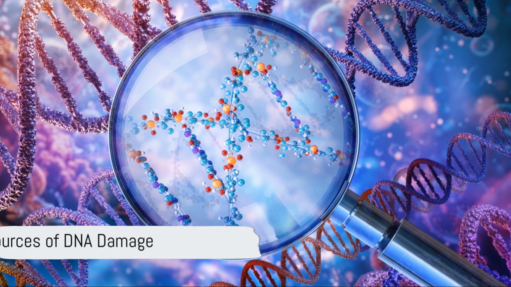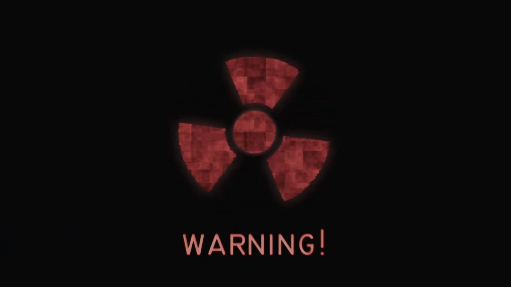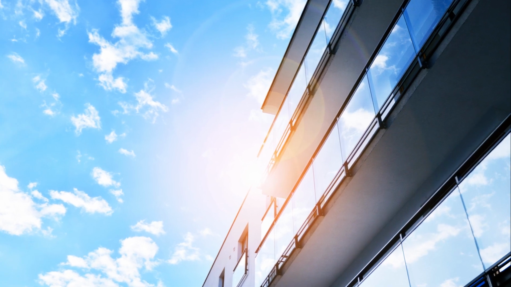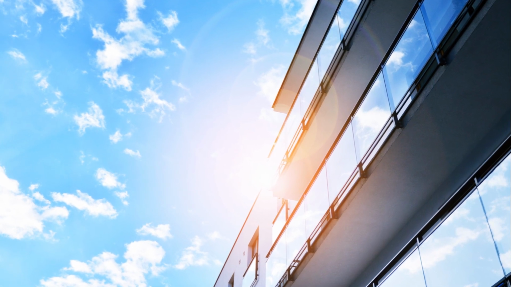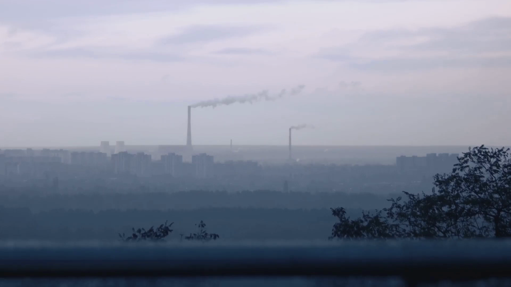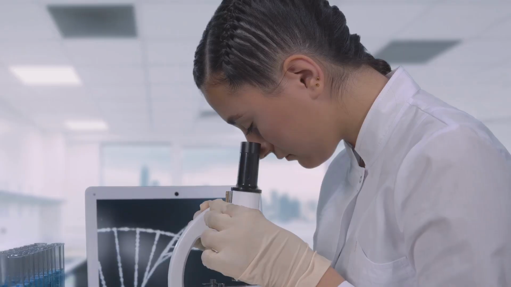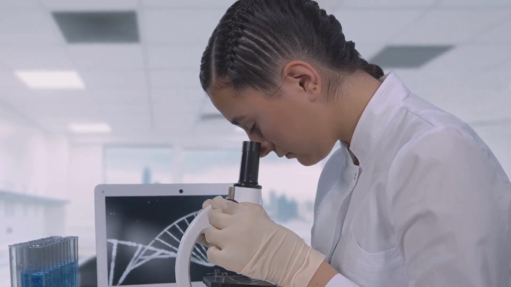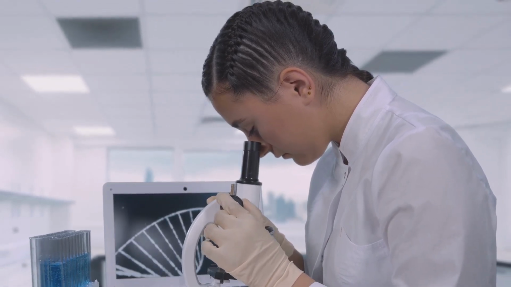Sources of DNA damage. DNA damage can come from many sources. For example, prolonged exposure to sunlight can damage DNA through UV radiation. Air pollution, chemicals, and even normal cellular processes can also harm DNA. While our cells face these challenges every day, fortunately, they have the ability to repair the damage.